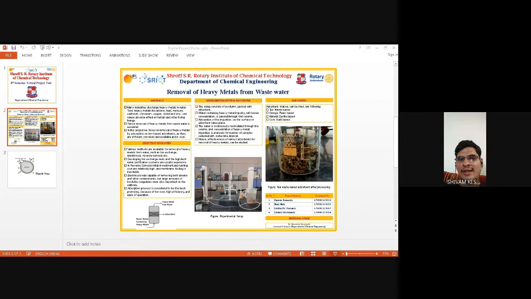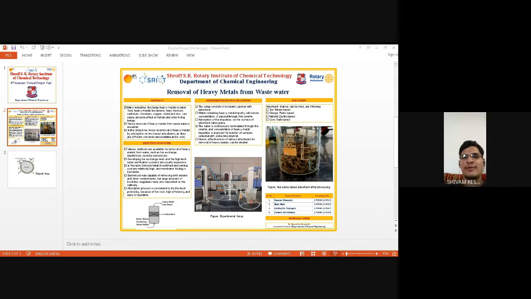Ion exchange is a high-tech water purification system and usually expensive. In reverse osmosis, a membrane is used, and the membrane's cost is very high, so it is not suitable for us at the project level. And the third one, electrolysis, is capable of removing both arsenic and other contaminants. So we prefer the adsorption process as the best.